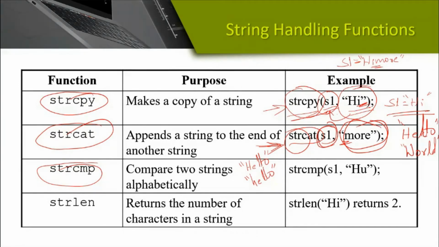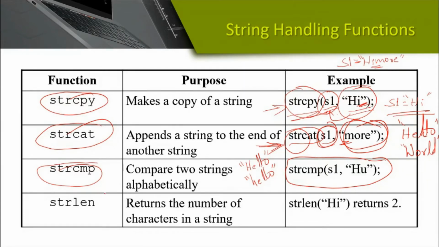Obviously it is case sensitive, that is C is case sensitive, and thus strcmp is also case sensitive. That is what I said. Hello with the capital H and hello with the small h will be different. So the way in which strcmp is used is like this: strcmp(S1, HU). If S1 is equal to HU itself, this will return true, and if S1 is not equal to HU, then obviously this will return false.